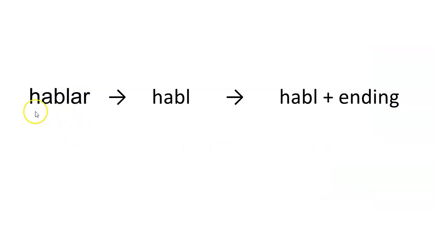Here's a little bit of a repetition. Hablar is the infinitive. What you do is, if you want to conjugate it, remove the AR, and you're left with what we call the root.